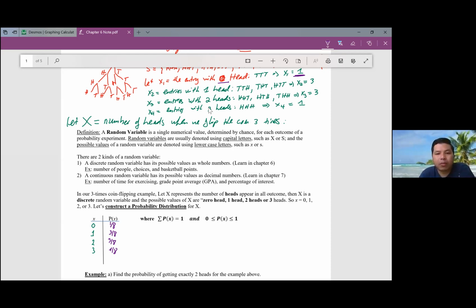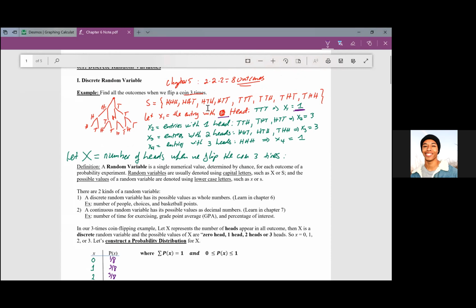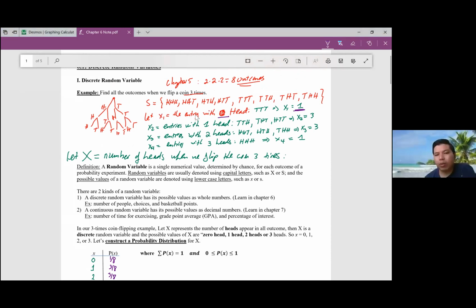All right. Questions, concerns, please ask. I have a question. For 0, we still keep it as 1 out of 8, even though there's a very, very small percent chance of getting 0? Yeah, because when you look at X1, the description for X1, so X1 equals the entry with 0 heads, so we still have tails. So you have 1 out of 8 chance of getting that.